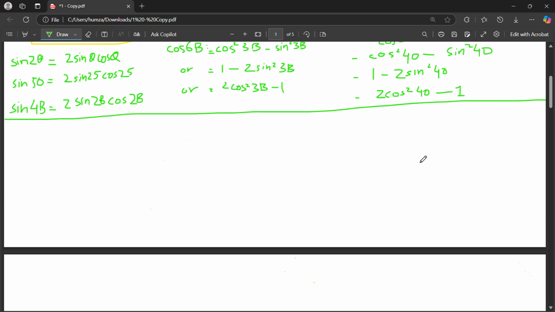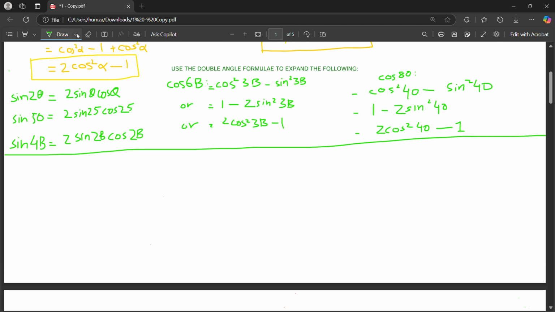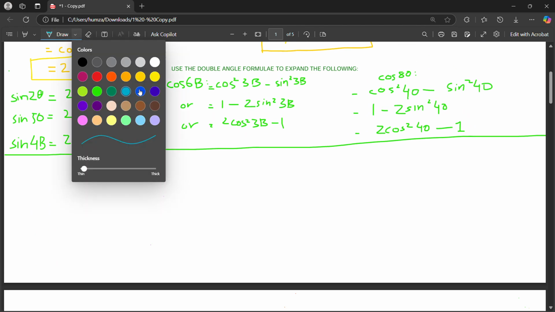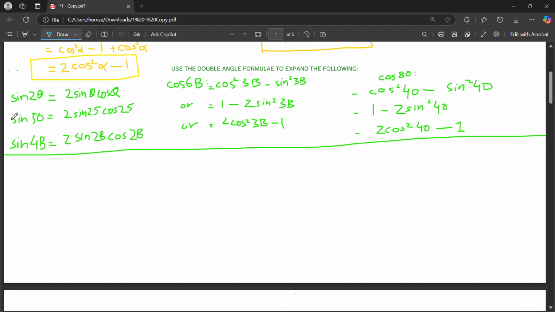Okay, we are going to change the color of the pen because this is a different type of question altogether, and we can write the question: write as the single sine or cosine of a single angle.